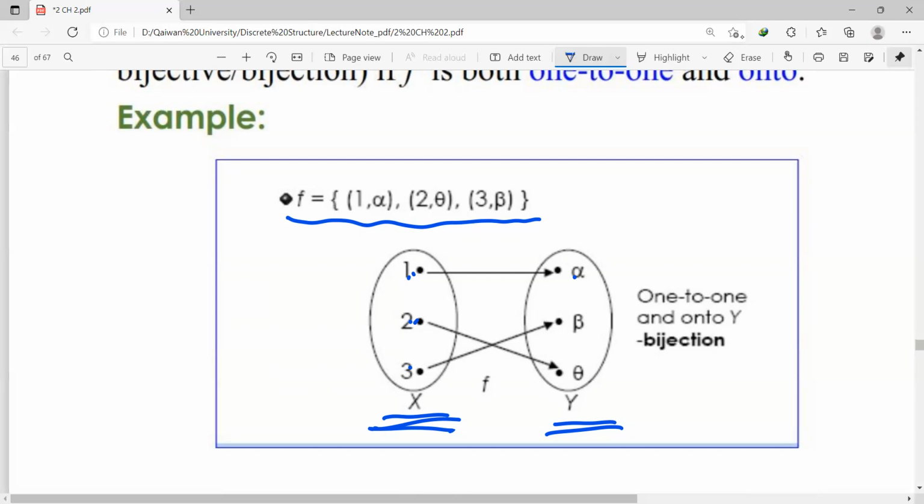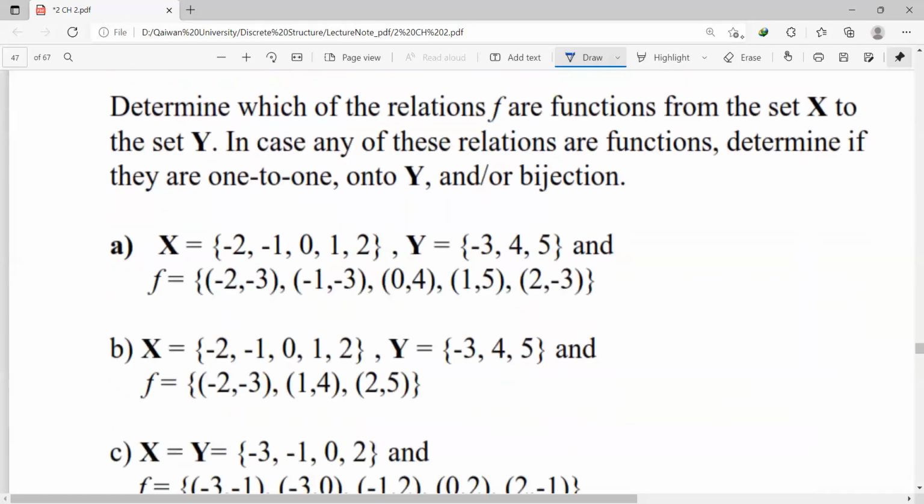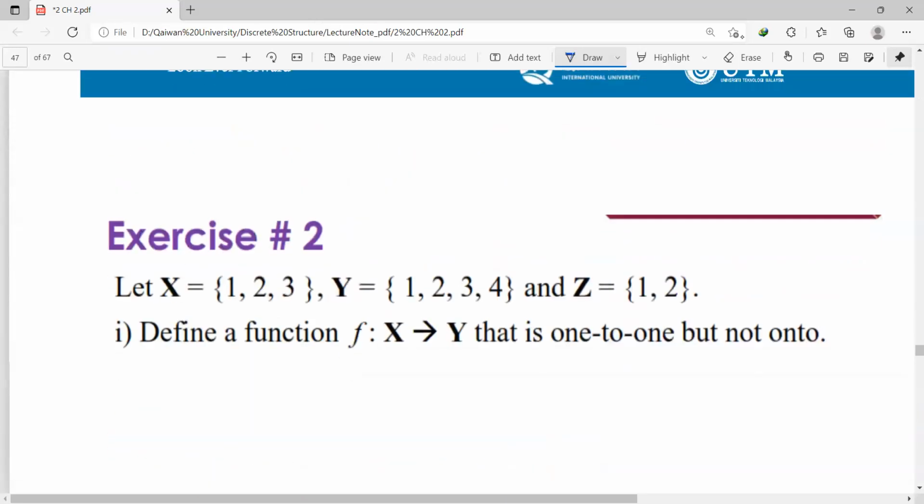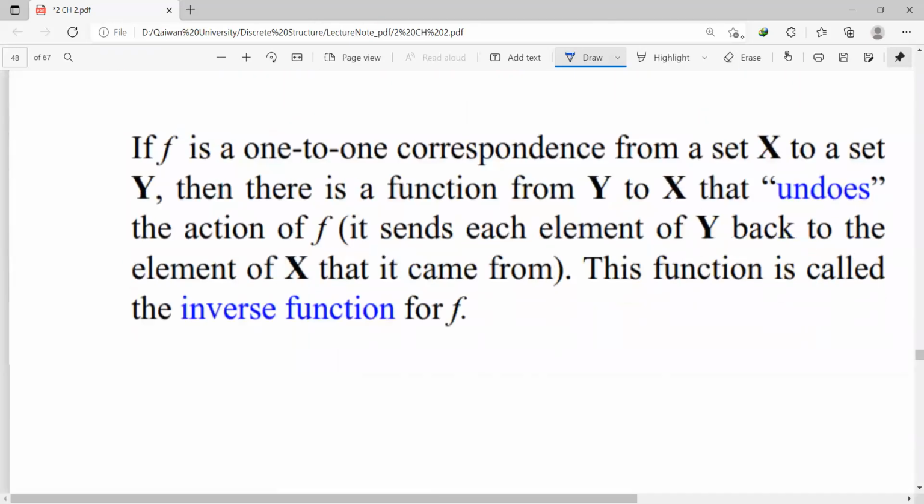So the function is called bijection. We say the function is bijection. So for showing that a function is bijection, we must show that the function is both one-to-one and onto. Okay. And here you have a list of exercises for yourselves.